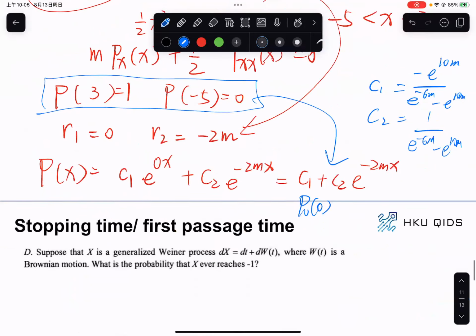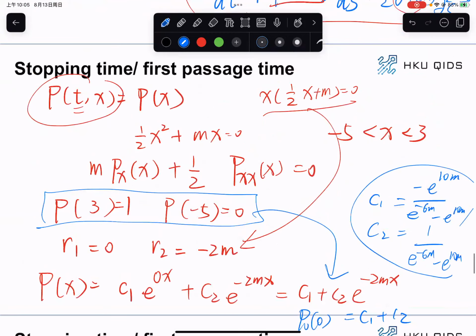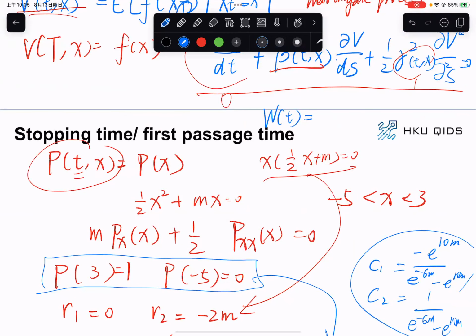It's just equal to C1 plus C2, and we just need to sum these two together, okay? And another simple approach, taking the exponential martingale, is that we can define a WT, which is just XT minus MT. So it is a martingale again, right?